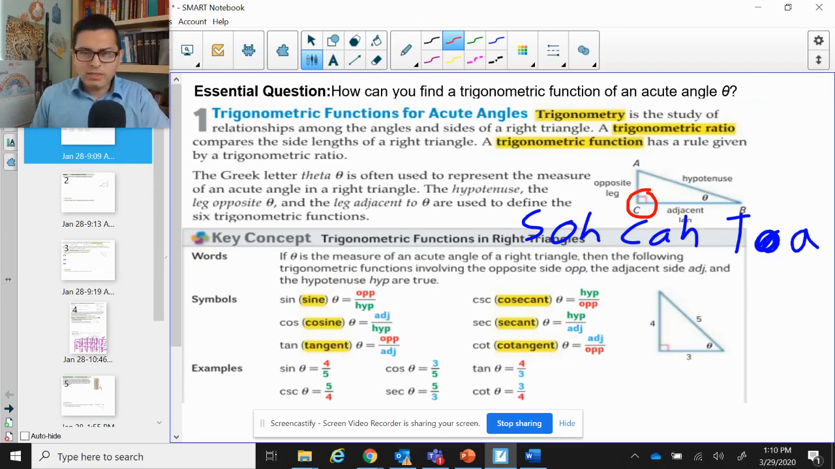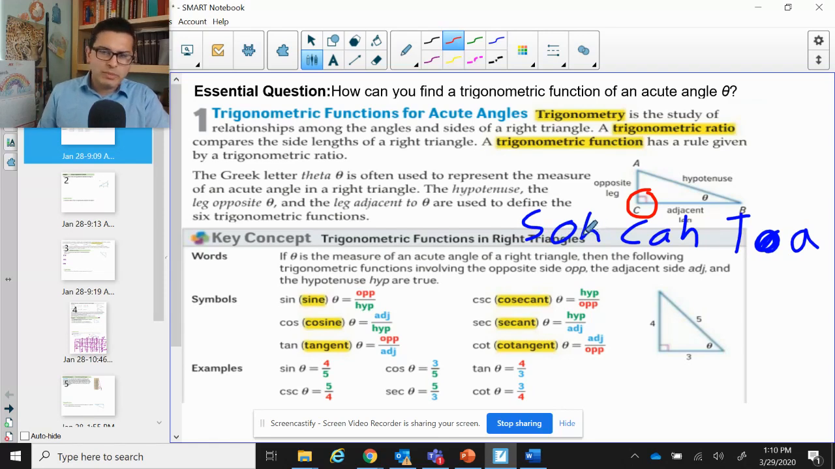SOHCAHTOA. Now, what does this mean? This means that if I have a sine function, this SO part right over here, SOH, this stands for sine, is equal to the opposite divided by the hypotenuse. So sine is opposite over the hypotenuse.